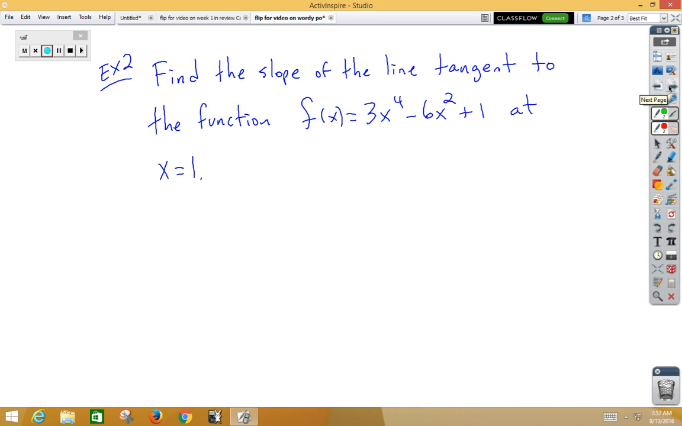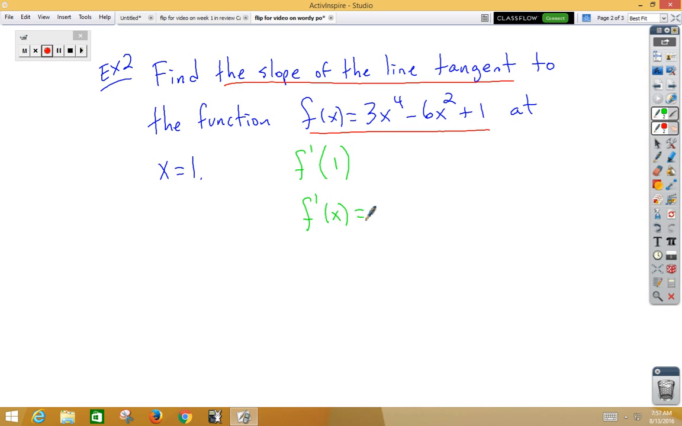A second example, this time it says find the slope of the line tangent to the function. f of x is 3x to the fourth minus 6x squared plus 1, at x is 1. Well, the equation for the slope of the tangent line would be the derivative f prime. To find the actual slope, they want us to plug in a 1. So we're finding f prime of 1. Well, let's start by finding f prime of x, the equation for the slope of the tangent line.